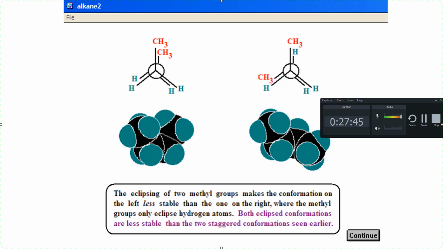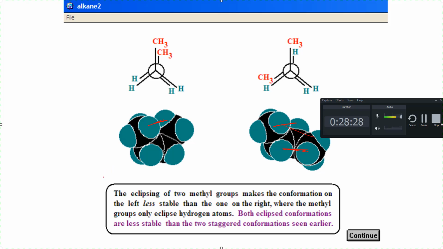Looking at the eclipsed conformations, what do we have? When the two methyl groups are eclipsing each other, they are really close together in space, repelling each other, and they've got to be eclipsed to something, so it's best to have a methyl group eclipsed to a hydrogen and vice versa. So in this case, this methyl group and that hydrogen, and this methyl group and that hydrogen would be the ones eclipsing. It's a little harder to calculate the energies on these, but you can do it. So staggered is more stable than eclipsed.